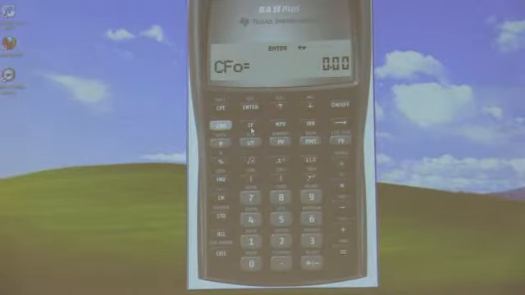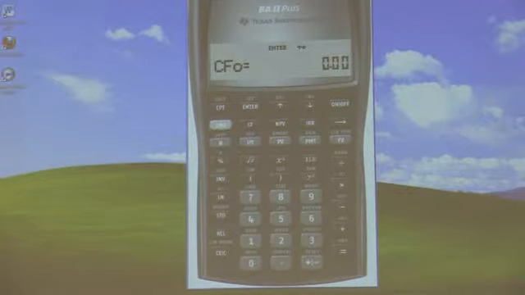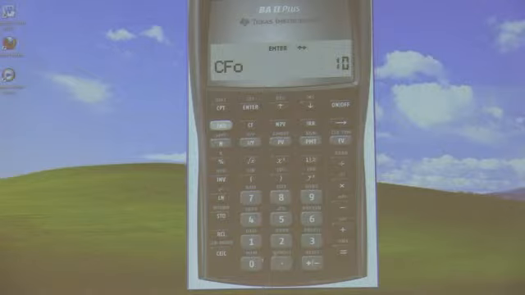So first we start with the CF. When you push the CF, it asks for the CF0. This is for the initial cash outlay, so that's your cost. You input that information here. The company needs to spend $10,000, right? So you input $10,000. But remember, this is a cost. The company has to spend it, so that is an outflow. So put the negative sign there. That is the CF0, the initial cash outlay.